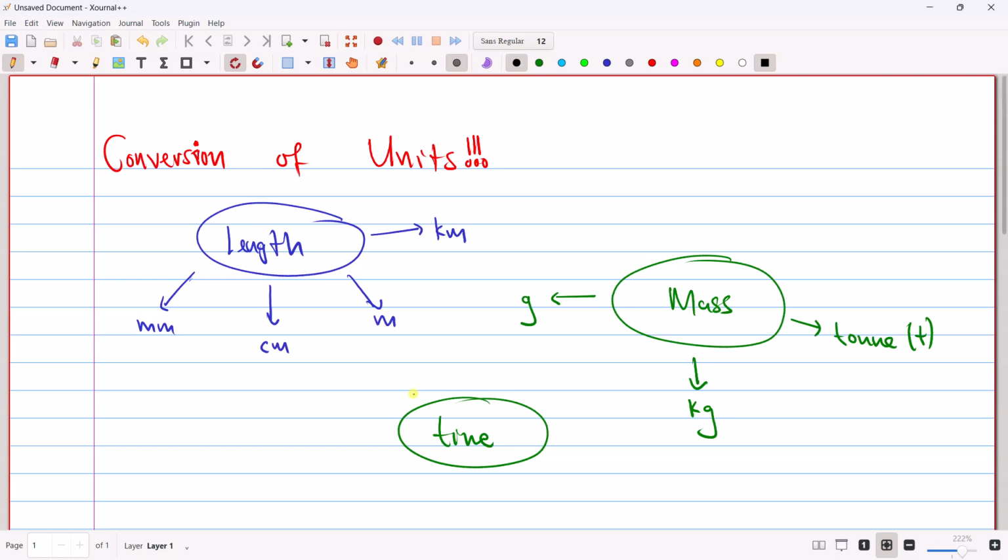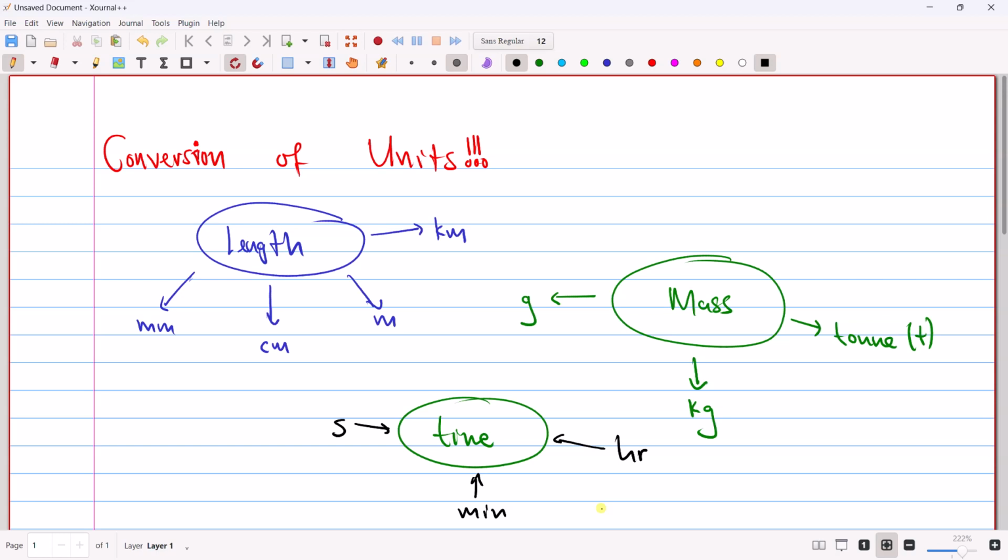And then as well, we have units for time. For time, we have the second, the minute, and the hour. So these are the different units that are used for measuring these three quantities, which is what we are going to talk about in the rest of this section.